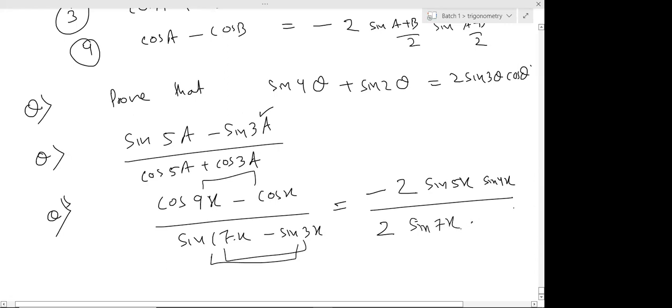into cos A plus B by 2, right? So 17x plus 3x is 20 by 2, cos 10x. Is this clear till now? Yes, sir. And then 2 will get cancelled. Yeah, 2 is cancelled. Yes, I got till here. All right.